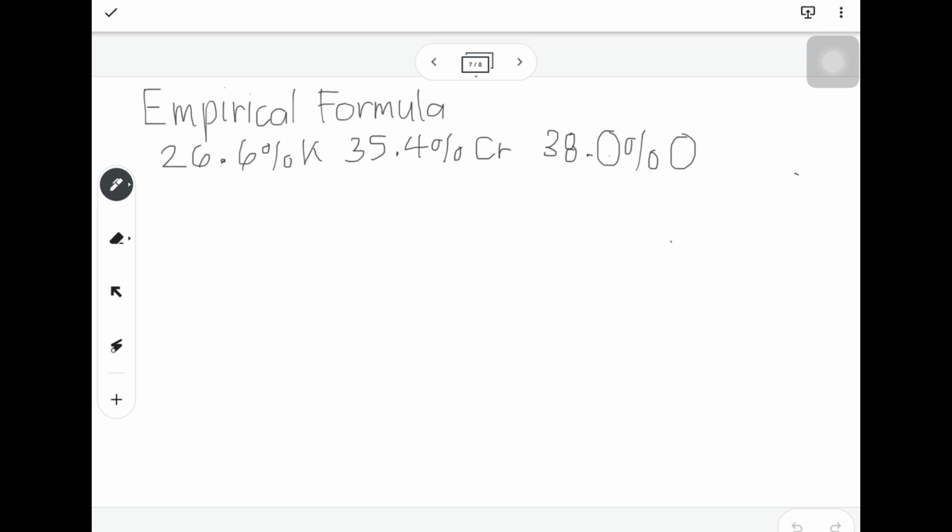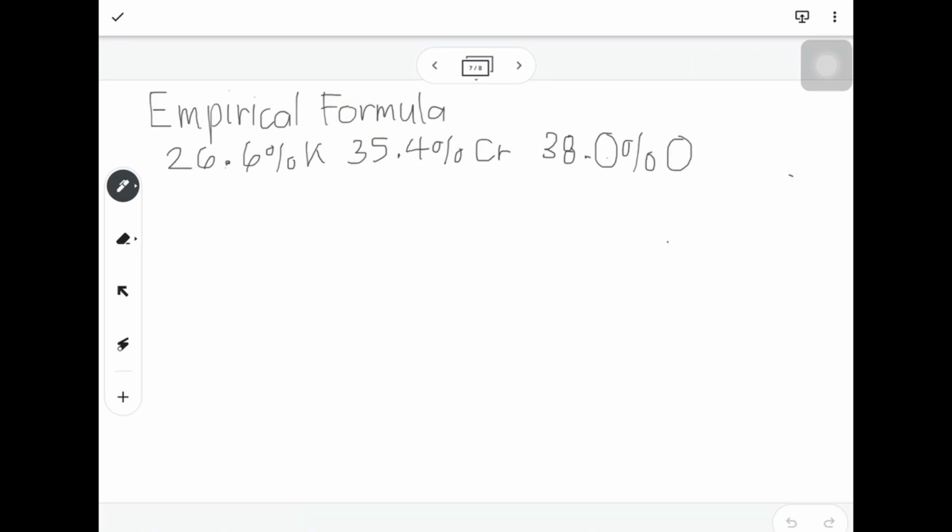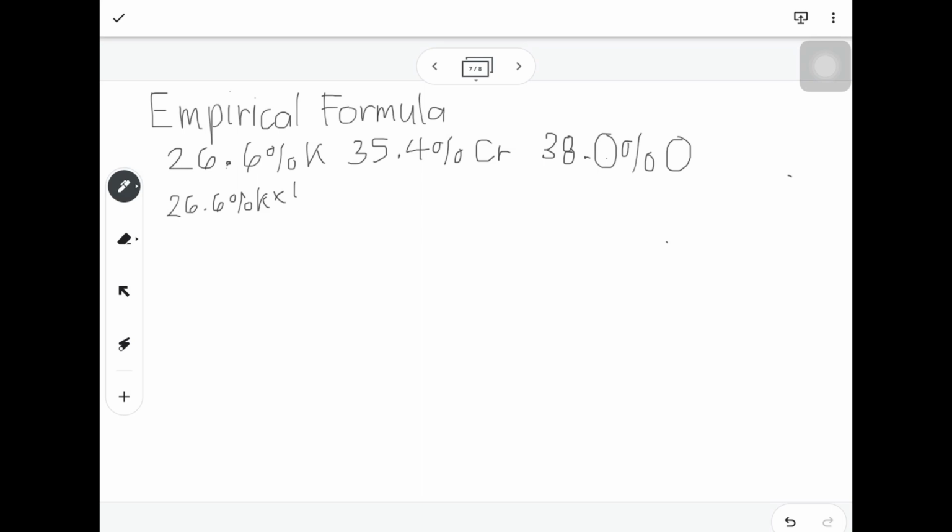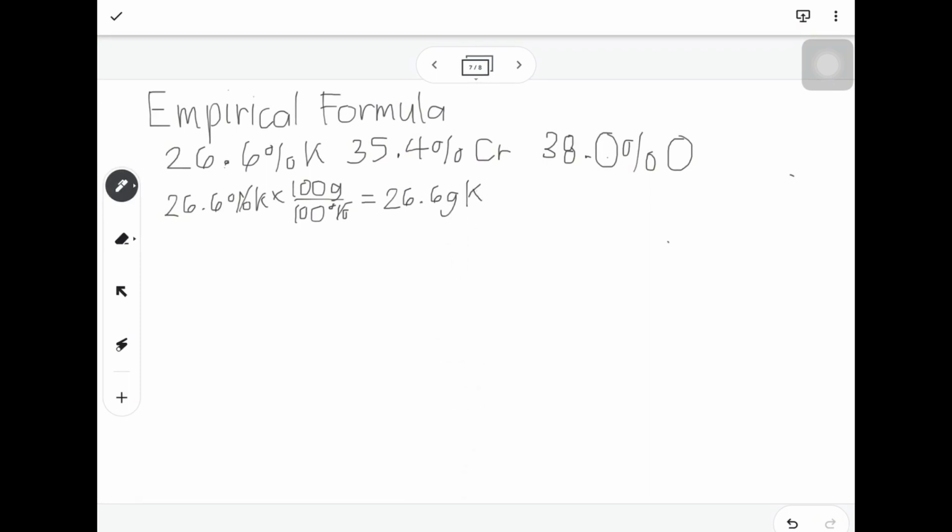Next is empirical formula. Empirical formula is also known as the simplest formula. It is the smallest whole number ratio of atoms in a compound. We will use the example of a compound that contains 26.6% potassium, 35.4% chromium, and 38% oxygen. Because it is in percent composition, we multiply it by 100 grams over 100%, which results in 26.6 grams of potassium. Basically, we just convert the percentages into grams, so 35.4 grams and 38 grams.